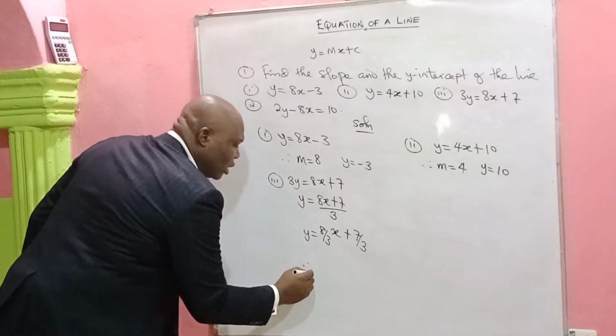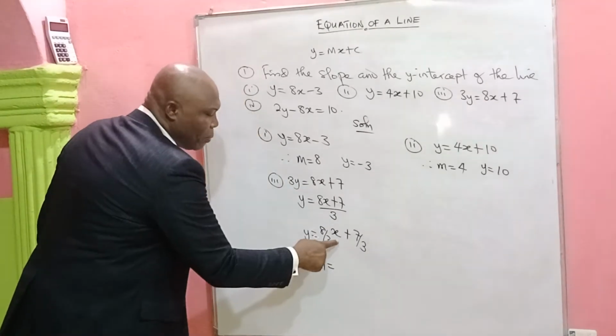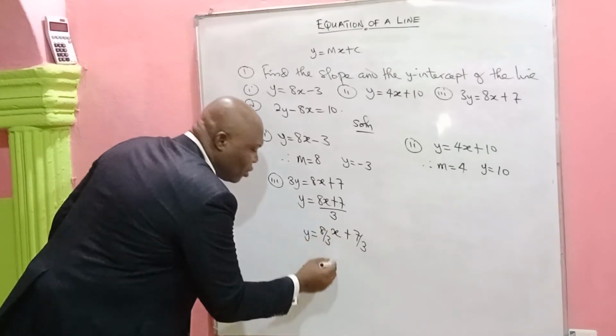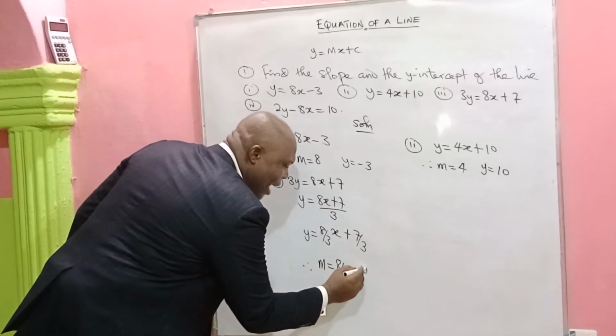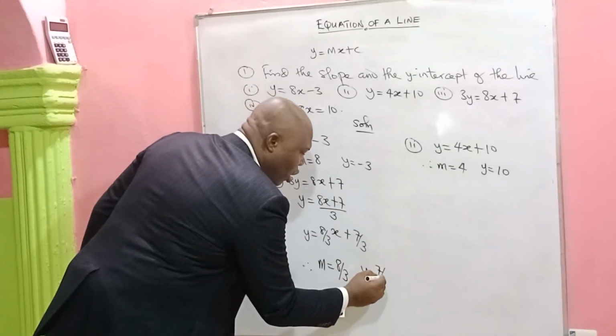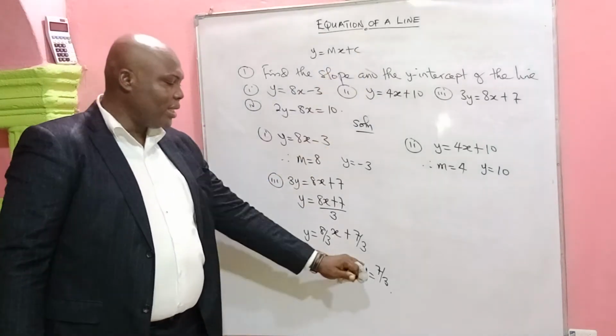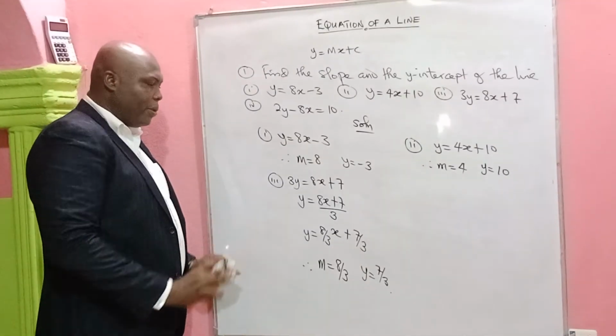For you to say 8x plus 7 all over 3, it means 8 over 3 x plus 7 over 3. Therefore, you can now know the coefficient of x, which becomes the slope. So our slope, the coefficient of x, is 8 over 3. And the y-intercept, which is the constant here, is 7 all over 3. So always know that the y-intercept is always a constant, a figure, all right? Okay, so we've been able to get that.